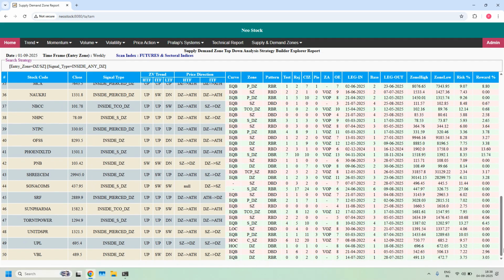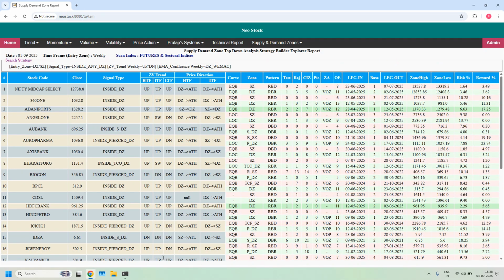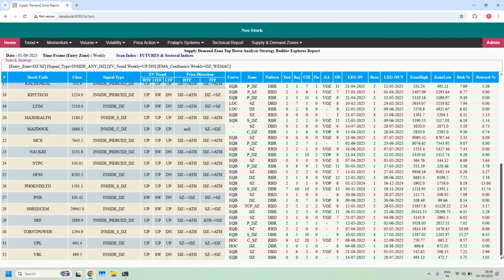Total 50 stocks. We can further filter based on the weekly demand zone having weekly EMA confluence, and the trend on the weekly should not be sideways. So first 16 stocks in the list. Scrolling the list down. Total 32 stocks are filtered.